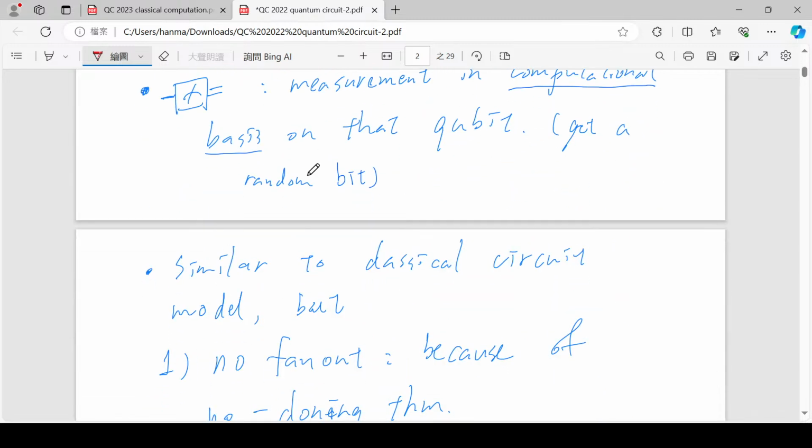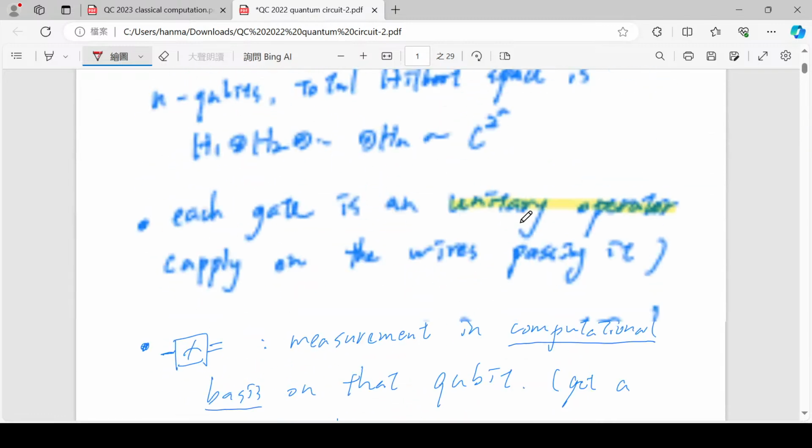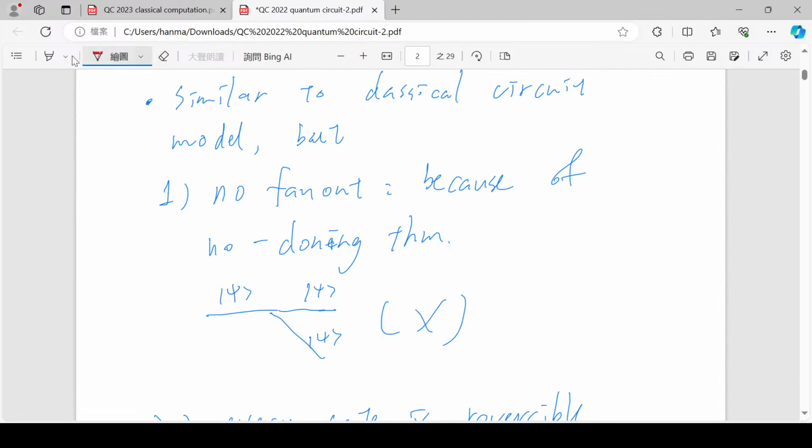Any questions for now? No. Okay. So you see it's really similar to the classical circuit model, but there are some differences. The first thing is something we already said, that there is no fan out.